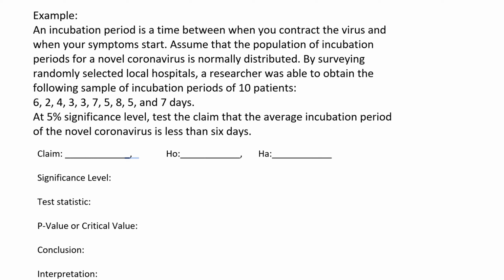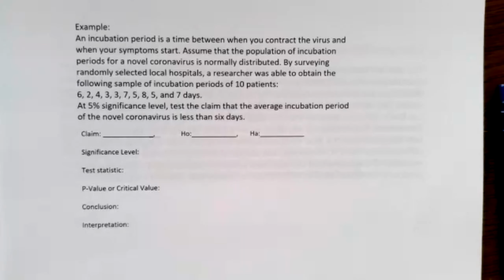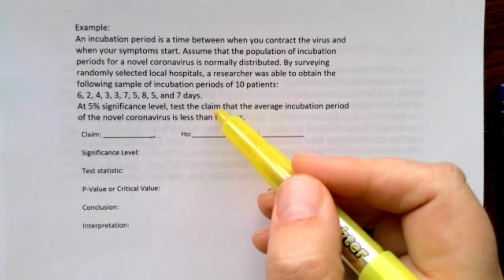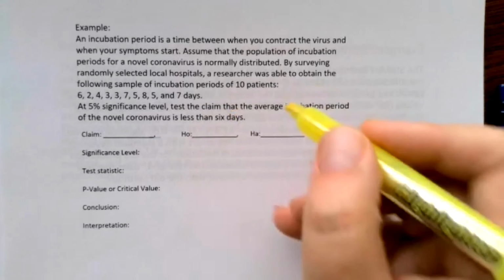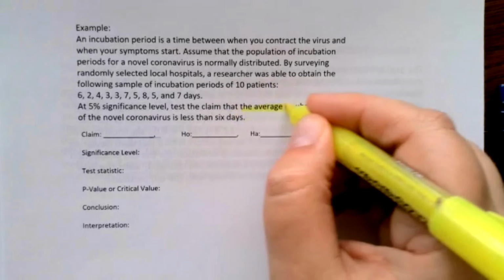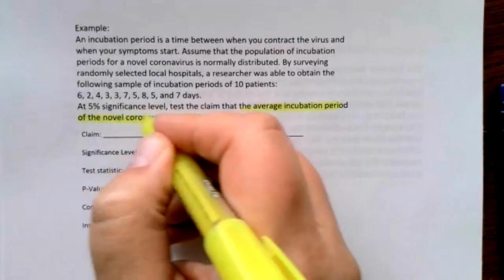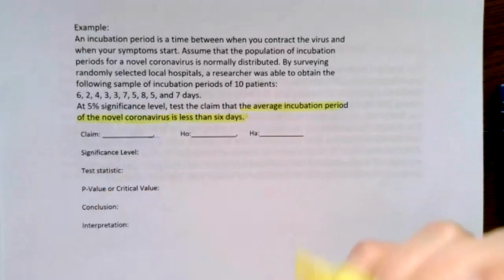At a 5% significance level, test the claim that the average incubation period of the novel coronavirus is less than 6 days. Okay, so as usual, let's first identify the claim, the null, and the alternative hypothesis. The claim is easy to identify because it is preceded by the word claim. Test the claim that, here's our claim, the average incubation period of the novel coronavirus is less than 6 days.